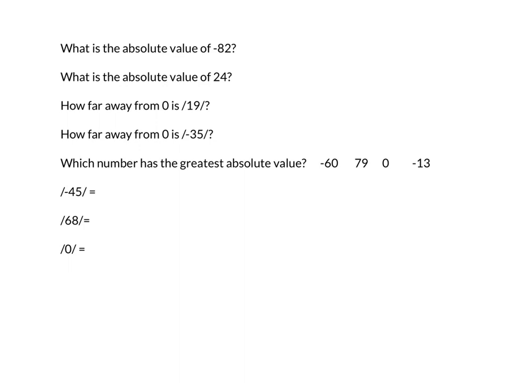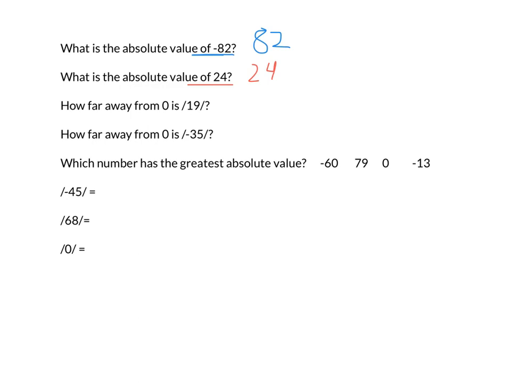What is the absolute value of negative 82? So how far away from 0 is negative 82? Well, it's 82 units away. What is the absolute value of 24? Well, 24 would be 24 units away from 0.